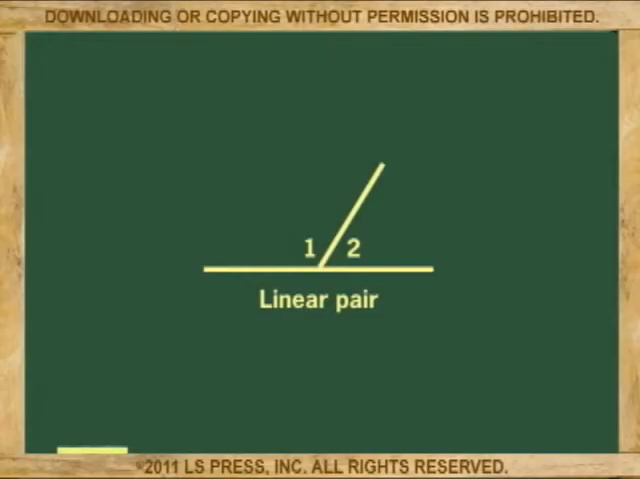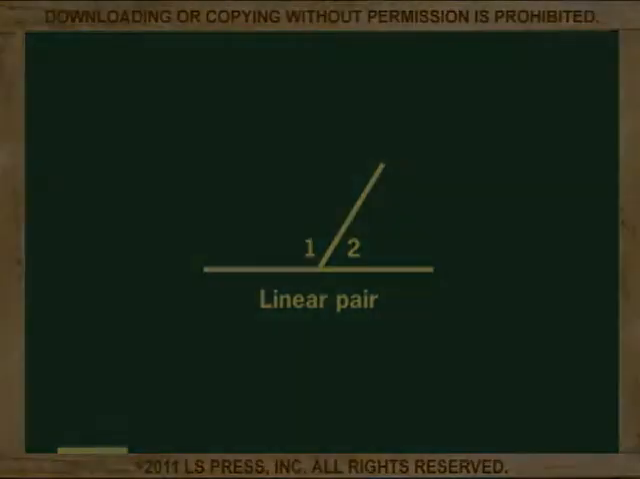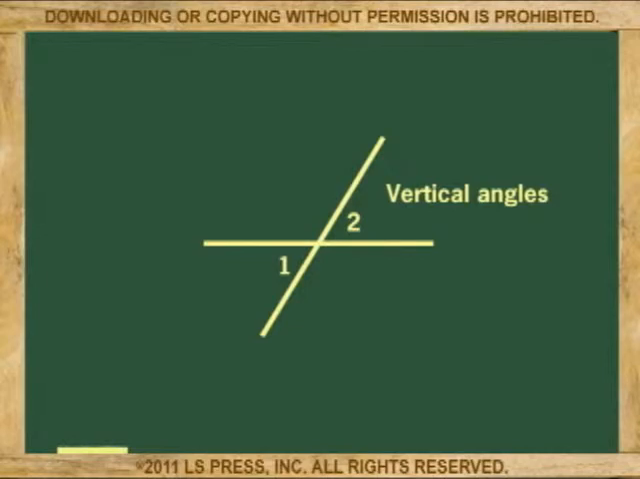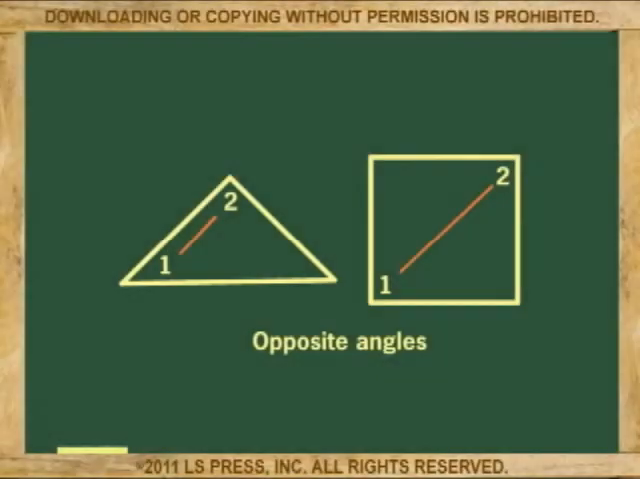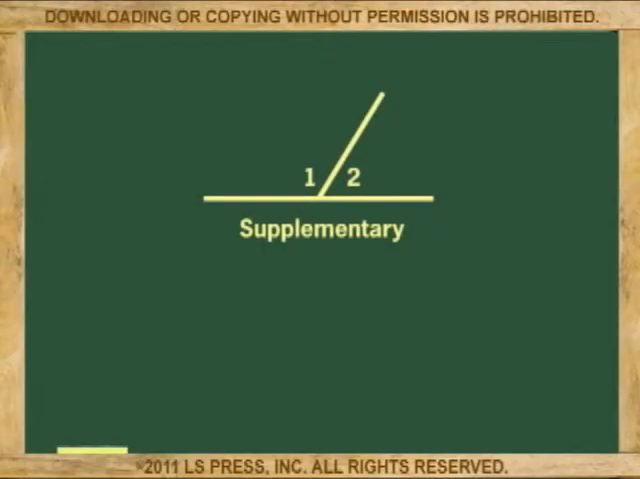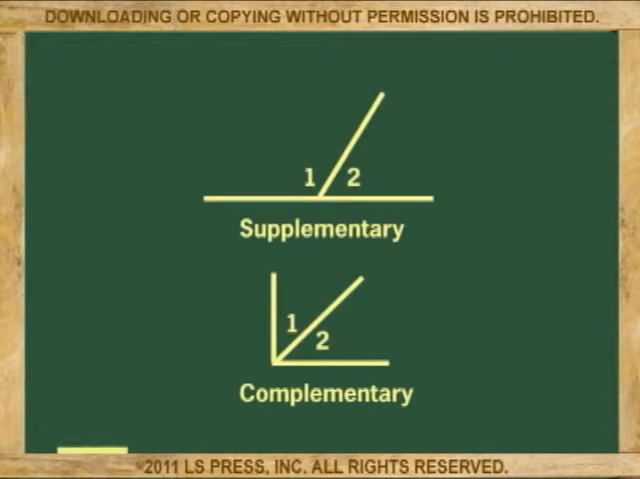Angles could be part of a linear pair. They could also be vertical when they are back to back, as they form part of an intersection. They could also be called adjacent, or side by side, or opposite, like when they form part of a triangle or a quadrilateral. Let's talk now about supplementary and complementary angles.